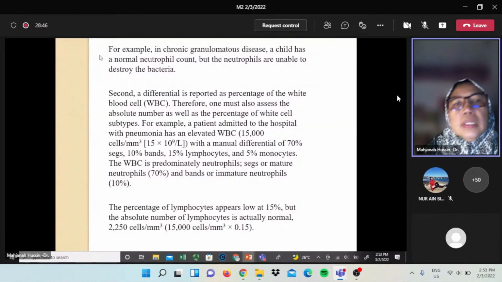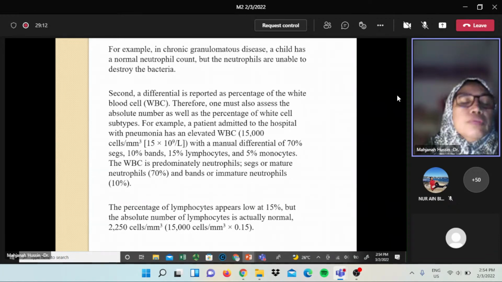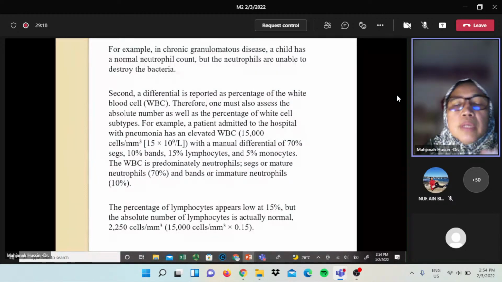I'm giving an example of a person with chronic granulomatous disease. You have a normal neutrophil count, but the neutrophils are unable to destroy the bacteria. Sometimes the neutrophils will be many, but they are in a young stage. We call it immature neutrophil. If it's a mature neutrophil, it will function as an immune cell, but if it's still immature, nothing much can be done.